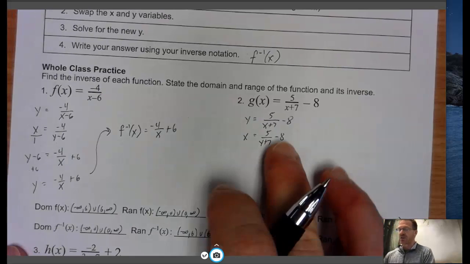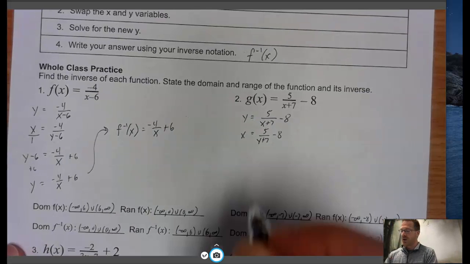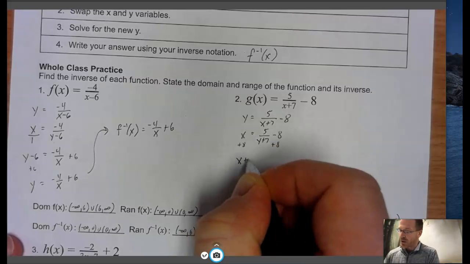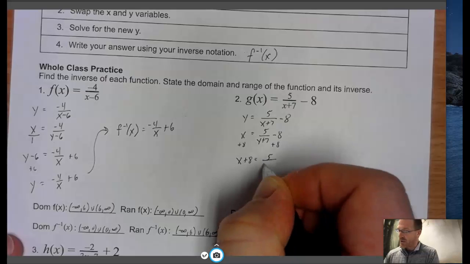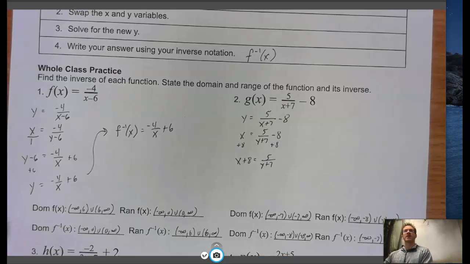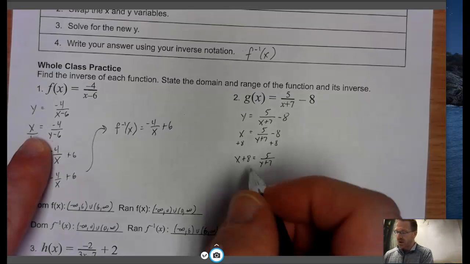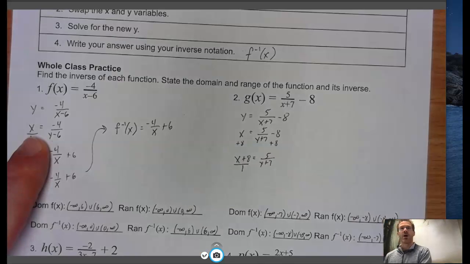So now I have this minus 8. The first thing I want to do is add that 8 to both sides. And so I get x plus 8 equals 5 over y plus 7. Because once I do that, I get back to this step right here where I create a proportion. And notice now this is really over 1.